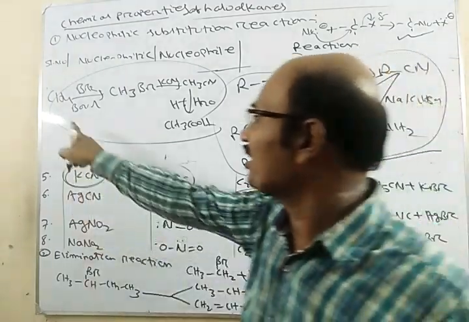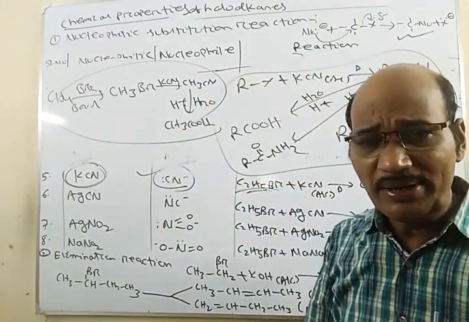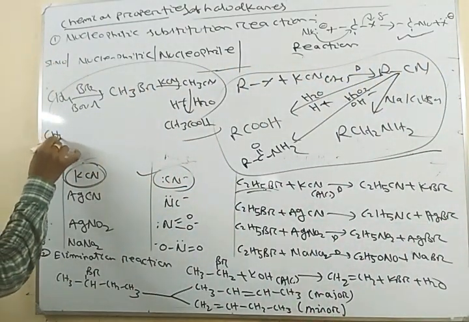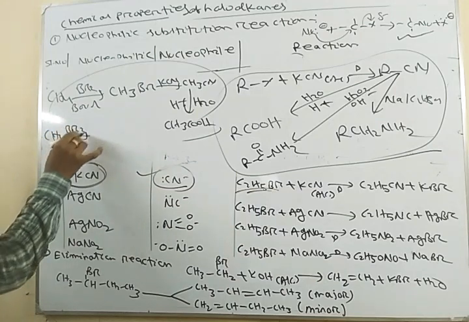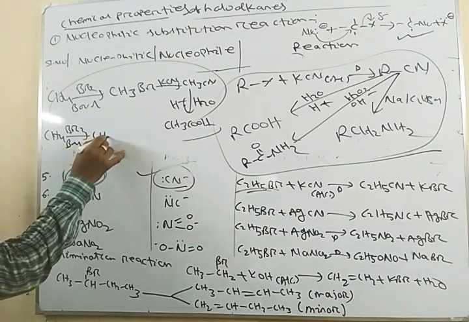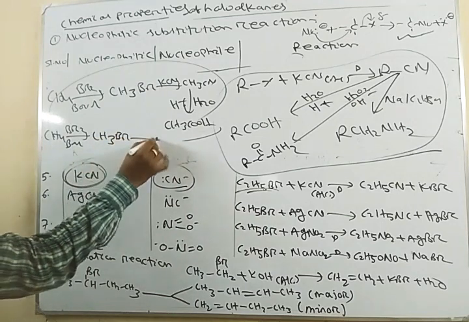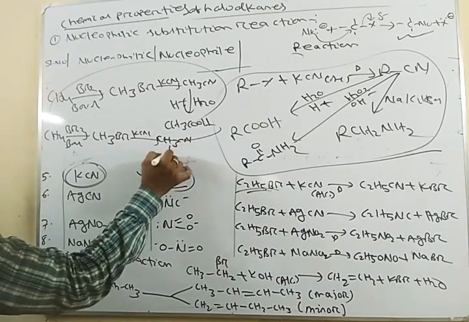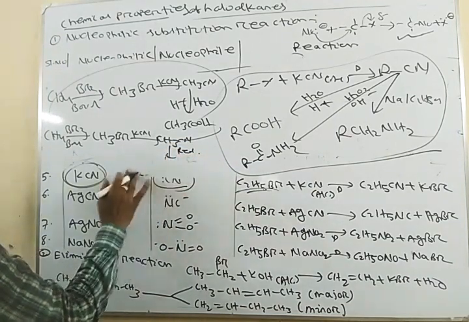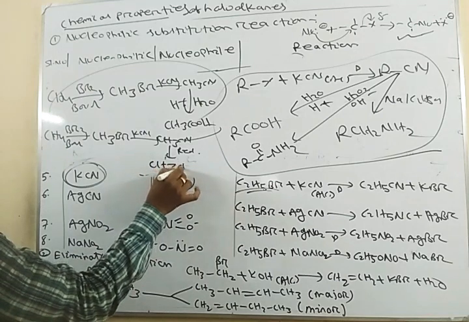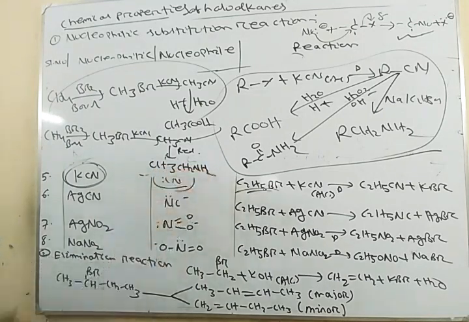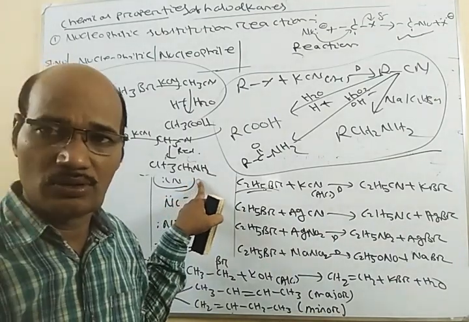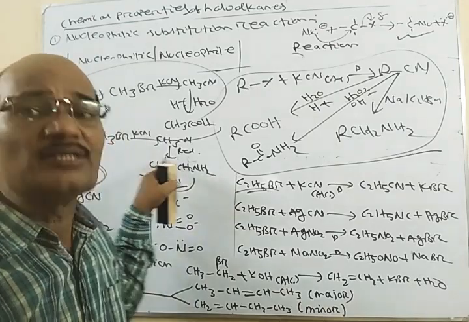Similarly, we can convert methane into an amine also. So CH4 with Br2 and light gives CH3Br, then give your KCN to get CH3CN. Now reduction gives CH3CH2NH2. Again, this amine you can treat with HONO to get ethyl alcohol. So methane can be converted to ethyl alcohol.